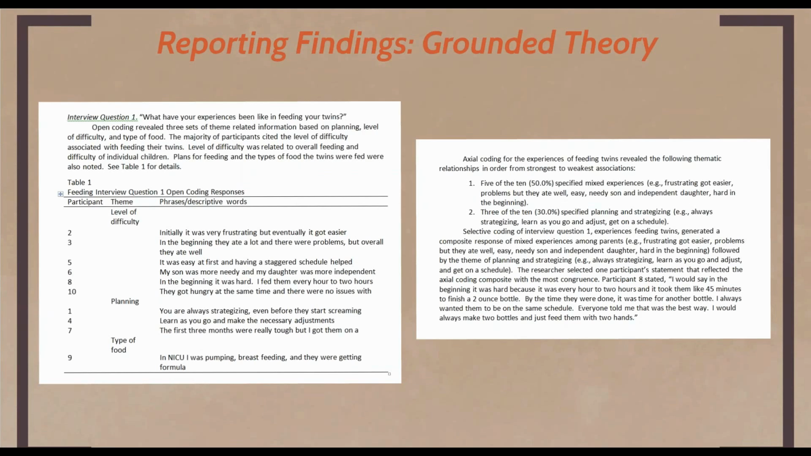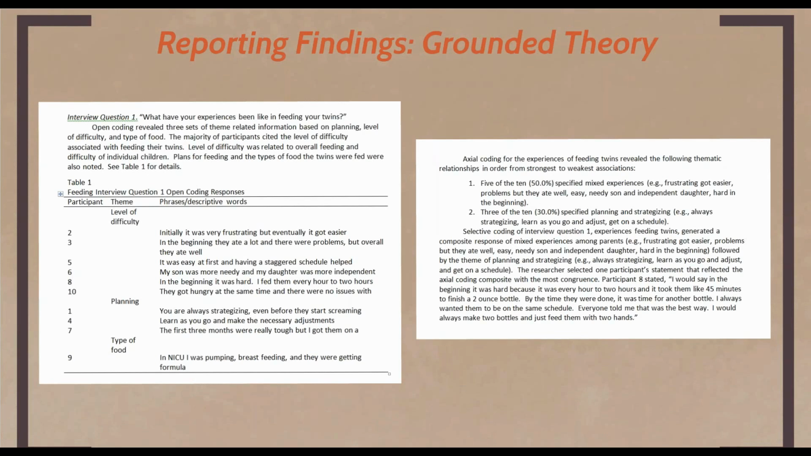What you do is you put the interview question, you talk about your coding process, you give a brief description of what was going on, and then you make a table. And you can see it's a study on feeding. The participant numbers are on the far left-hand corner, and the themes that they had are level of difficulty, planning, type of food. And then they gave the actual pieces of data that supported each theme. So it's sort of like a table visually, just like this is what it is.